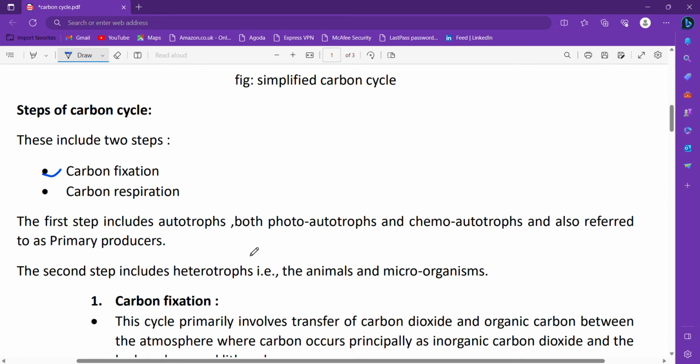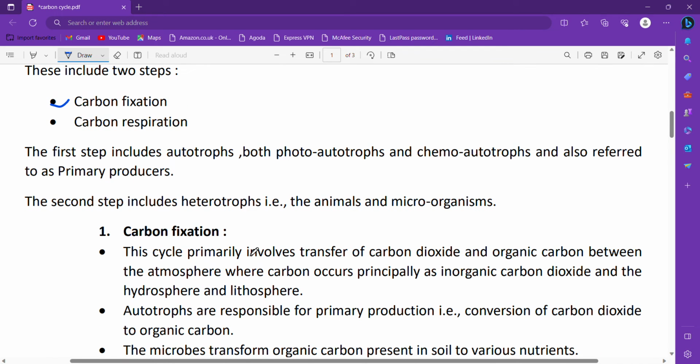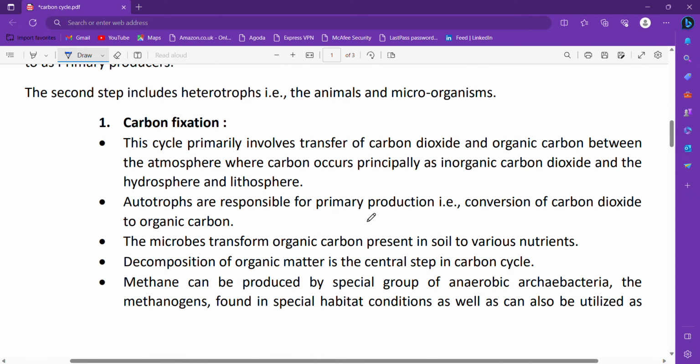In every process, autotrophs first use the form that is available in its original form, and then it transfers to heterotrophs. Heterotrophs use carbon from autotrophs. The second step includes heterotrophs, that is all animals, microorganisms, as well as human beings. So what happens in carbon fixation?